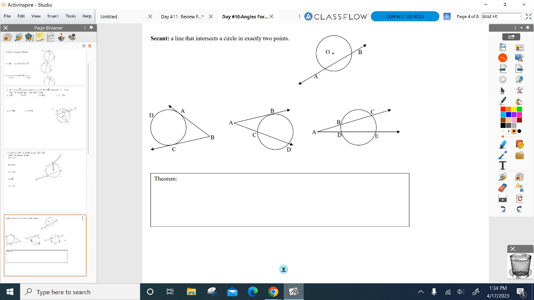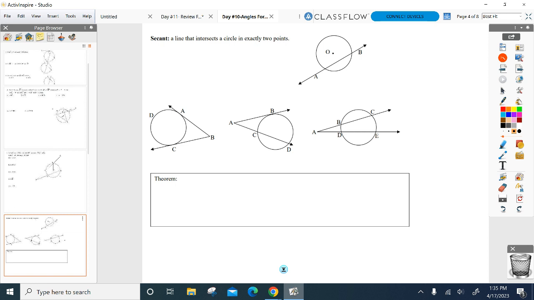Now I want to introduce to you a line that intersects in two spots. Anybody want to try to let that roll off the tongue? What are we, French? It's not secant, all right? It's secant. Secant, everyone. A line that intersects two spots. So you got tangent in one, secant in two.